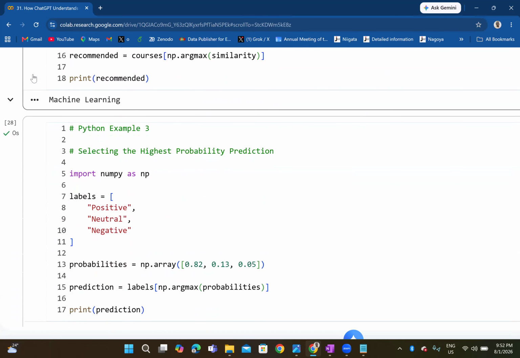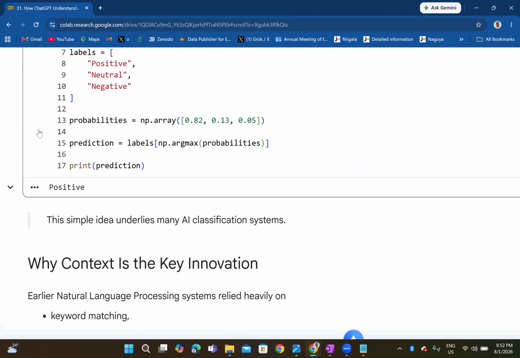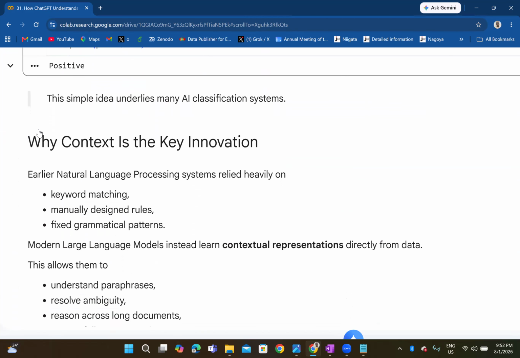And then you have selecting the highest probability prediction, import numpy as np. So you have positive, neutral, and negative. If you do this now, 0.82 wins and you get positive for that. So this simple idea underlies many AI classification systems.